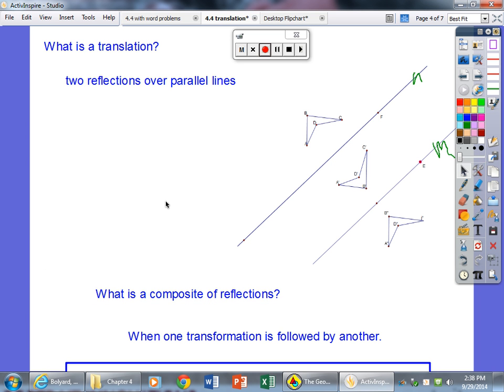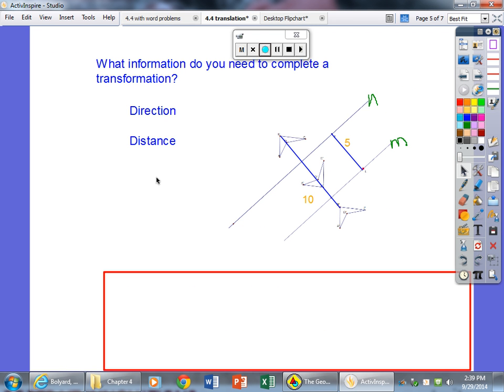This is called a composite of reflections because I did two reflections to get my final image. It's one transformation followed by another. So I reflected over N and then I reflected over M. That's what a composite of reflections is: when I put two transformations together, and in this case I put two reflections together.